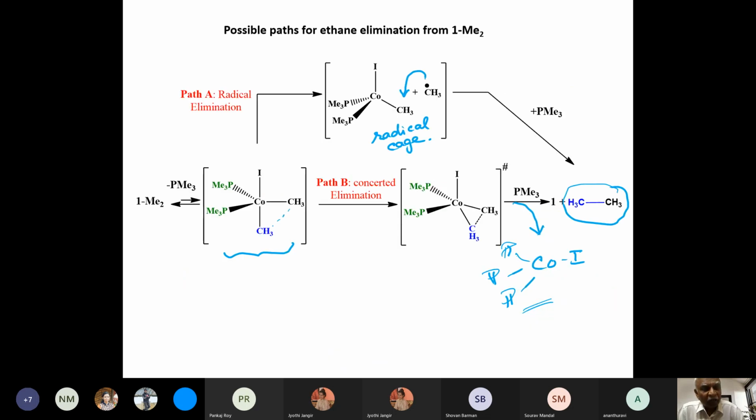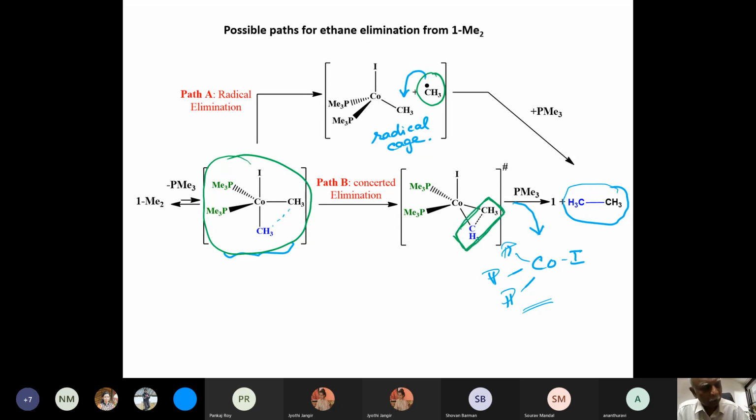Now, after the formation of the 5-coordinate intermediate, this is the 5-coordinate intermediate. This 5-coordinate intermediate can go through a radical pathway. You remember the radical chain reaction? Exactly similar situation. If I have a radical elimination, I have a free radical, and this free radical can react with the cobalt methyl group and form ethane. That is one way in which the reaction can proceed. Another way is to do a concerted elimination.